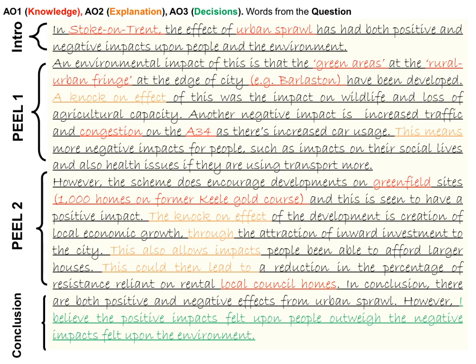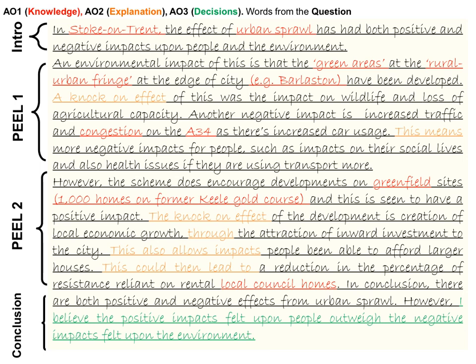In Stoke-on-Trent, the effect of urban sprawl has had both positive and negative impacts upon people and the environment. An environmental impact of this is that green areas at the rural-urban fringe at the edge of the city, e.g. Barlaston, have been developed. A knock-on effect of this was the impact on wildlife and the loss of agricultural capacity. Another negative impact is increased traffic and congestion on the A34, as is increased car usage.